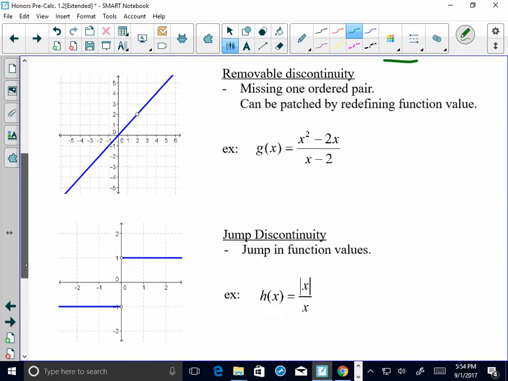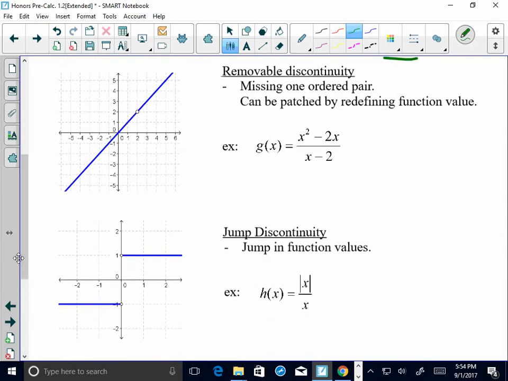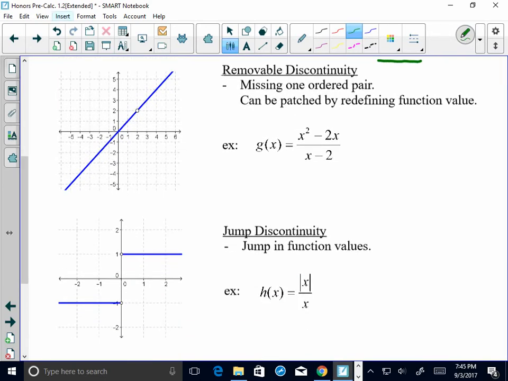The next type of discontinuity we're going to talk about is removable discontinuity. And with removable discontinuity, basically what we're seeing is ordered pairs not connecting due to one missing ordered pair. So if we take a look at our graph right here, we can see that at the x value of 2, we're missing one ordered pair that would let the ordered pairs of our function connect. So right here, we would say that we have removable discontinuity at the x value of 2.